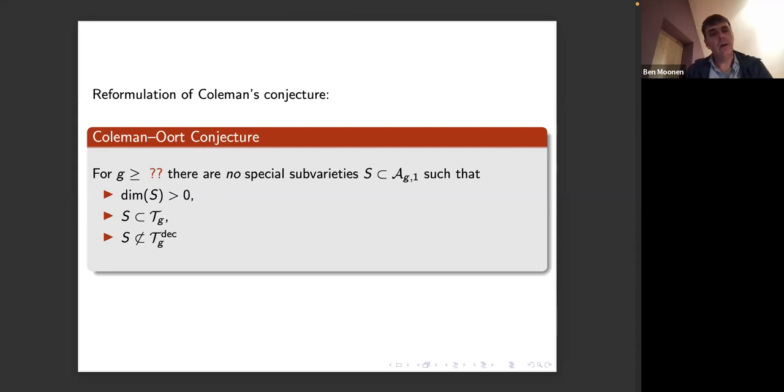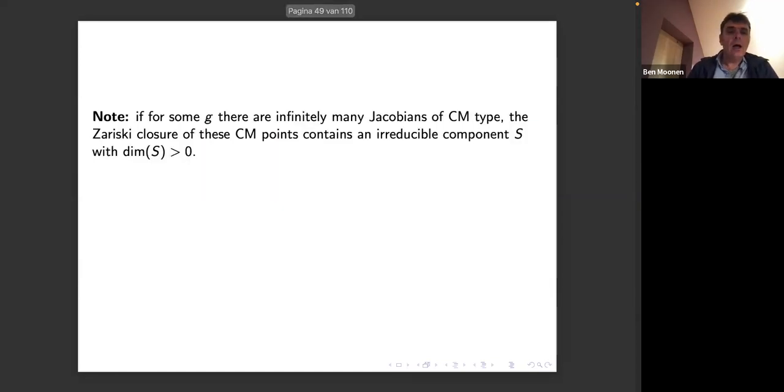Okay. So that's a reformulation, and this way of thinking about it, I think, was initiated by Oort. This is often now referred to as the Coleman-Oort conjecture. Let me very quickly take you through this. Why is this a reformulation?